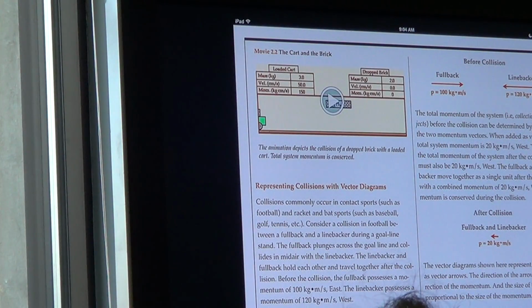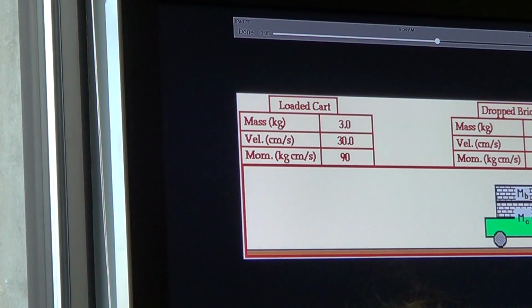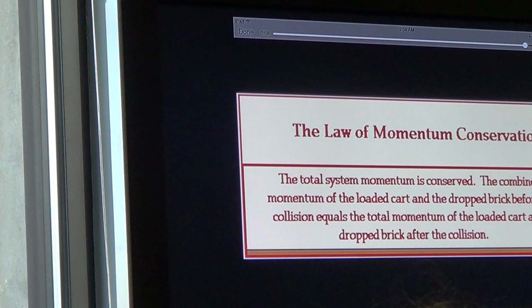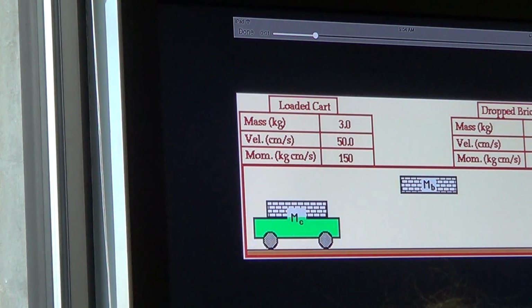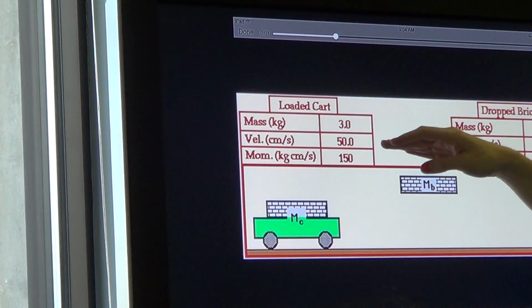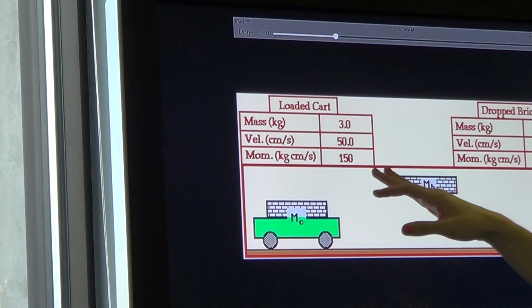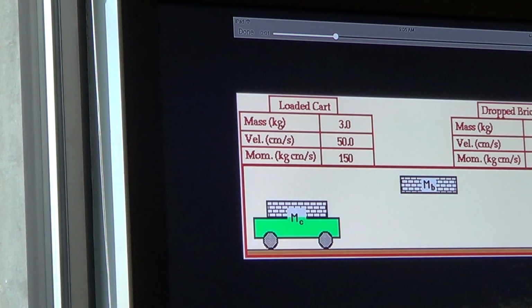So we have the cart and the brick. It's like Mario. It's physics. Okay, so to begin with, the cart has a mass of 3, a velocity of 50. This is centimeters per second. And so the momentum of the cart is 150. The brick has a mass of 2, its velocity is 0, and so its momentum is 0. Yes, it's just floating in midair.